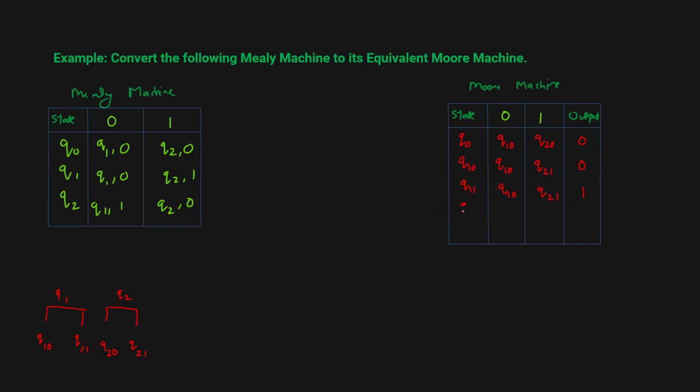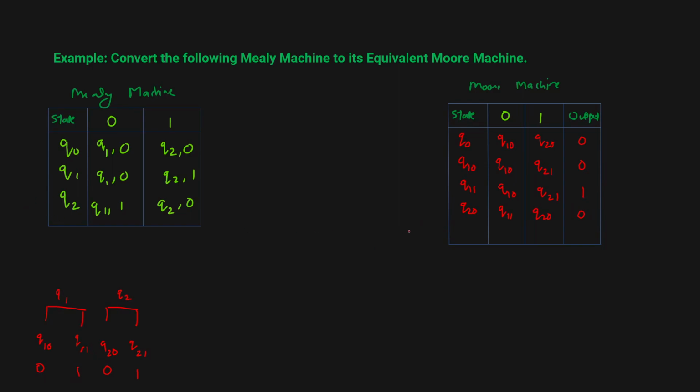After that, we have got Q2, but there are two Q2s over here, Q20 and Q21. So we'll start with Q20. What happens in Q20? If you get input 0, you go to Q1 where the output is 1. So Q1 with output 1 is Q11. We'll write it as Q11. And what about input 1? If you get input 1 in Q2, you go to Q2 with output 0, which is called Q20. Now as we have seen already, the output is 0 over here and 1 over here, similarly 0 and 1 over here. So the output associated with Q20 is 0. Let's write that down.